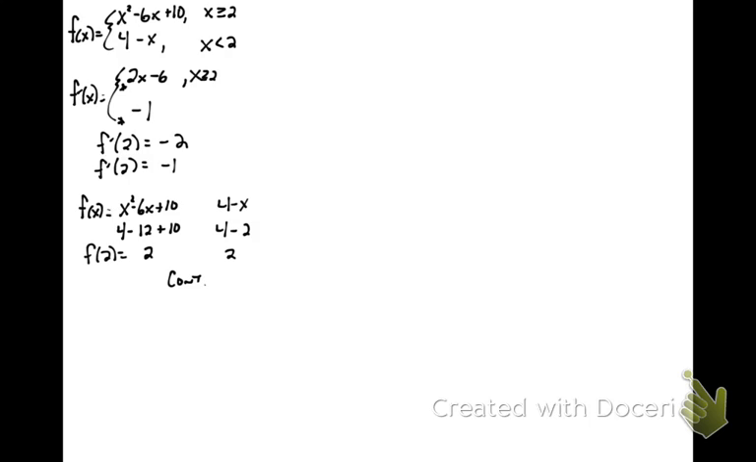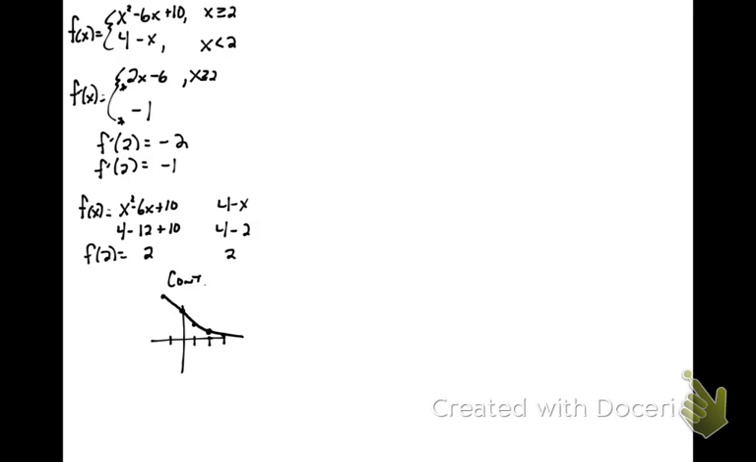If I were to sketch the graph, it will look something like this. It's a parabola for this part, and it's a line at this part. There's got to be a sharp corner here, even though it doesn't look that sharp on my particular graph. So it's continuous, but not differentiable.